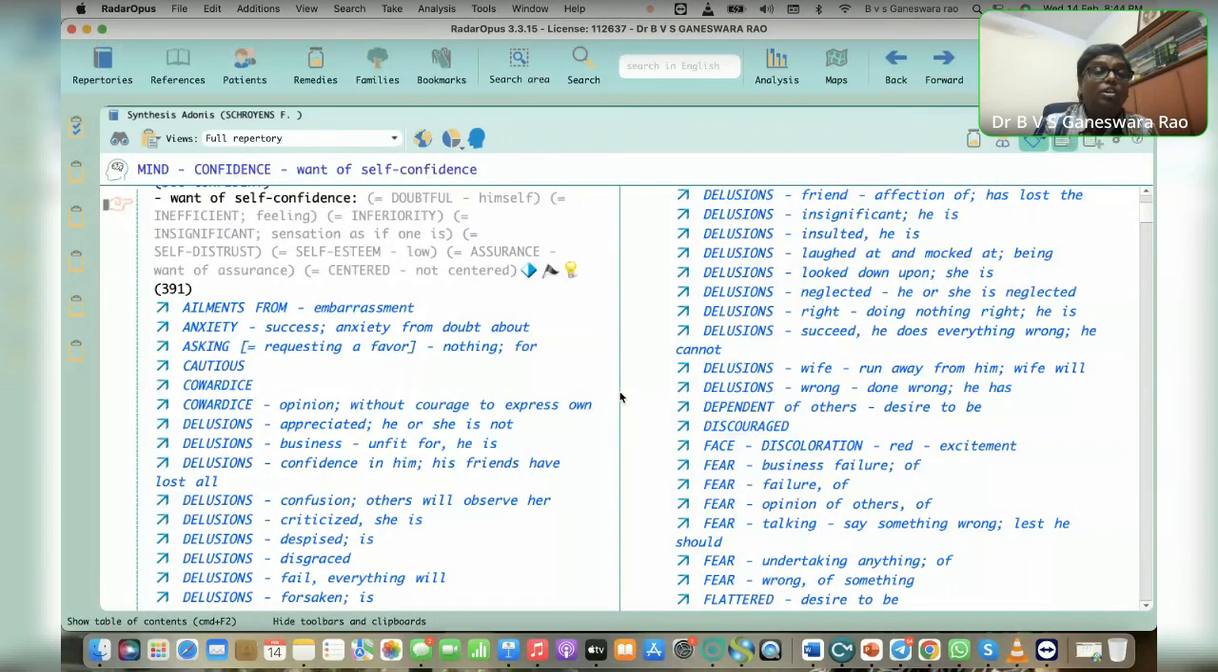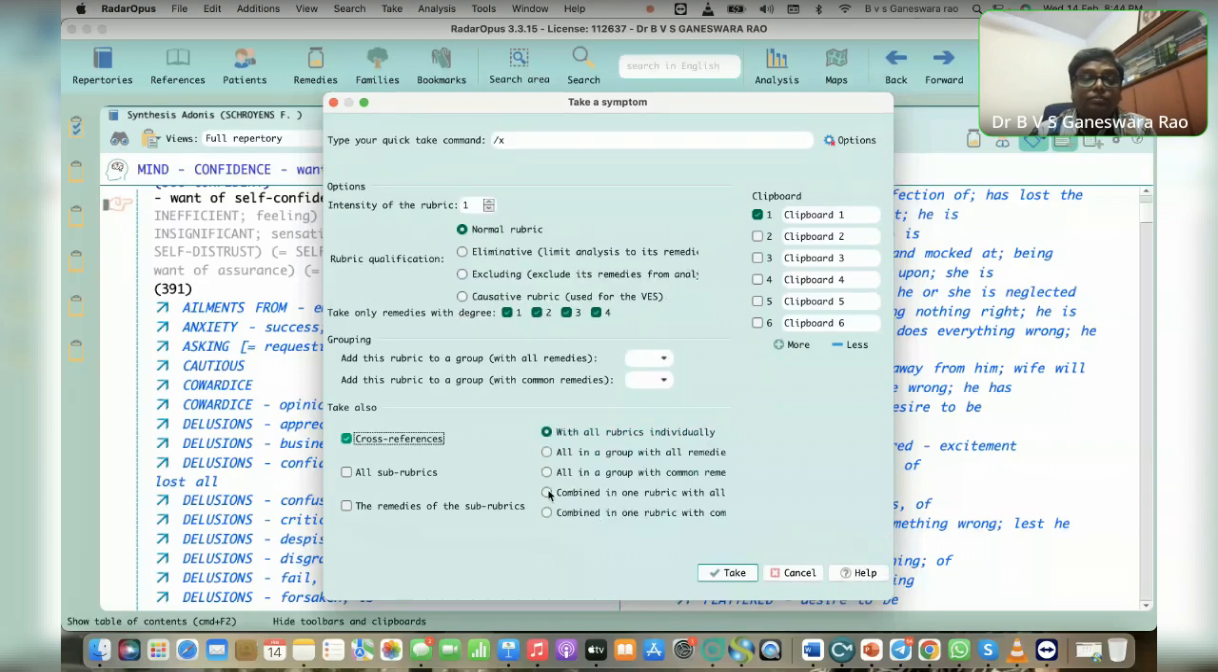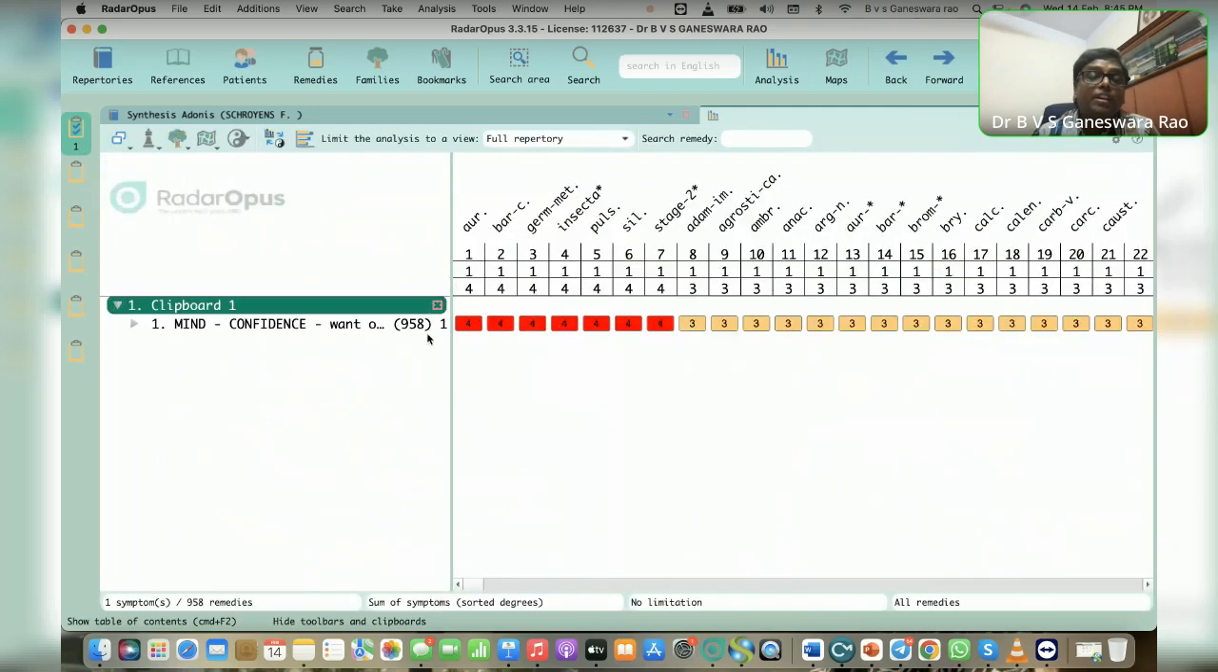So to combine them, say we have 391 remedies for want of self-confidence, and we combine all these cross references. It extended to 958 remedies. So this is an idea of making a grand generalization so that you will not miss your remedy.